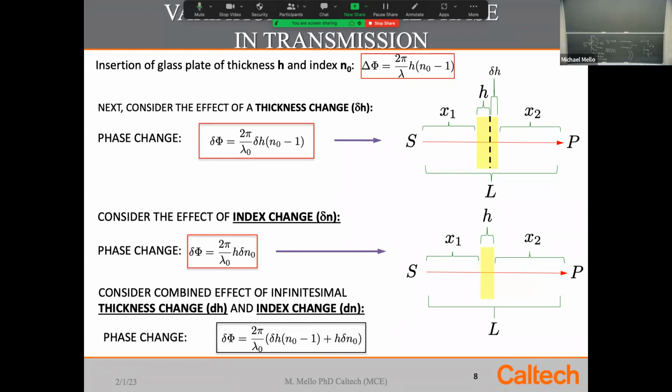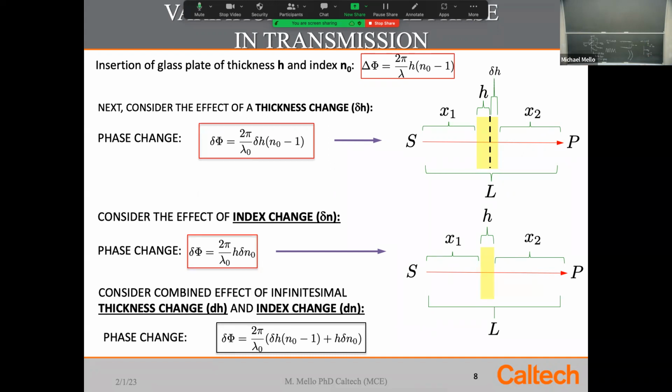Then we'd say, whoa, we have this other thing that could change phase now. It wasn't just inserting it anymore. It actually, H grew a little bit, the thickness grew. And so you say, I now have to consider the effect of thickness change as well. And when you do that, there it is. There's the DH from the previous formula that we derived.